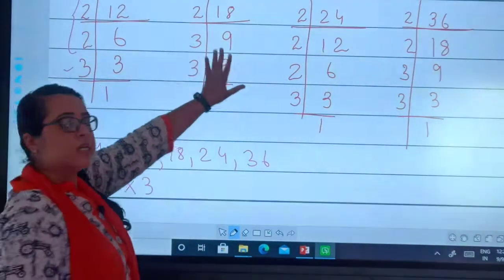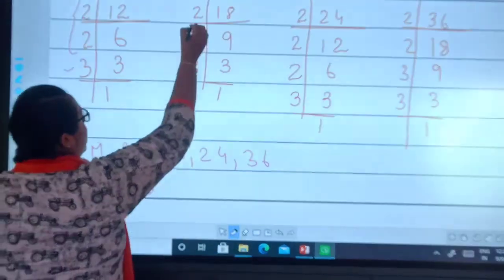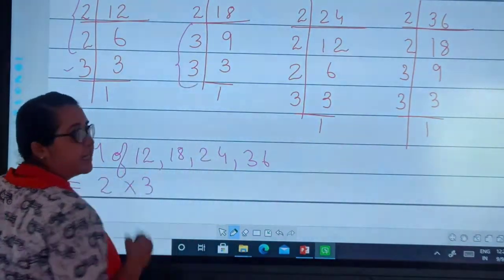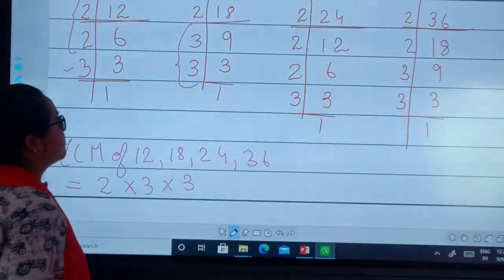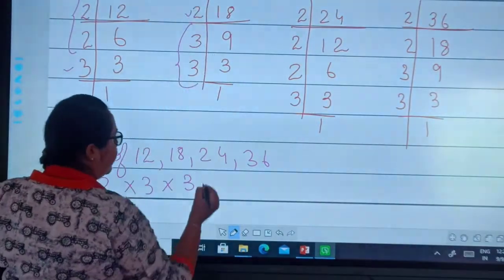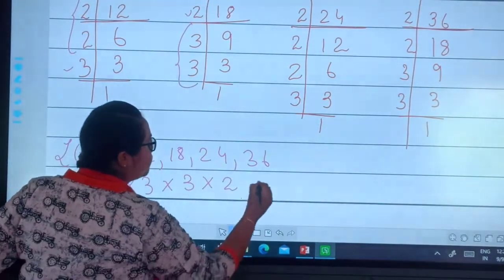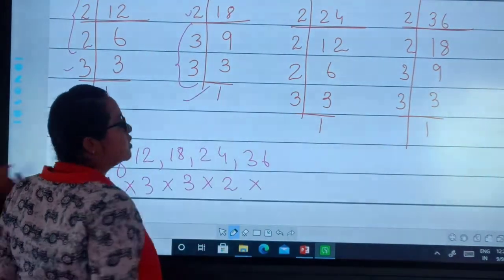Now in this, 3 comes 2 times. So instead of both, how many 3s will I take? I will take only one, into 3. Then this 2 is alone, so I will add this 2 also. Now this is also done.